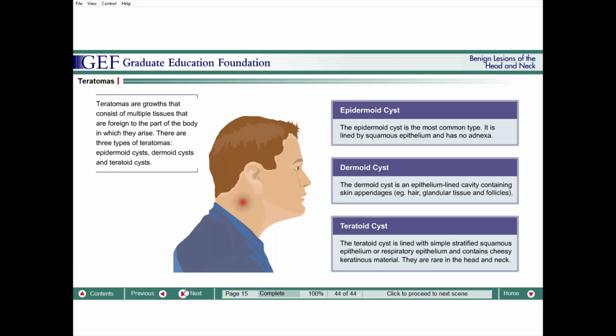Epidermoid cyst. The epidermoid cyst is the most common type. It is lined by squamous epithelium and has no adnexa. Dermoid cyst. The dermoid cyst is an epithelium-lined cavity containing skin appendages, that is, hair, glandular tissue, and follicles. Teratoid cyst. The teratoid cyst is lined with simple stratified squamous epithelium or respiratory epithelium and contains cheesy keratinous material. They are rare in the head and neck.